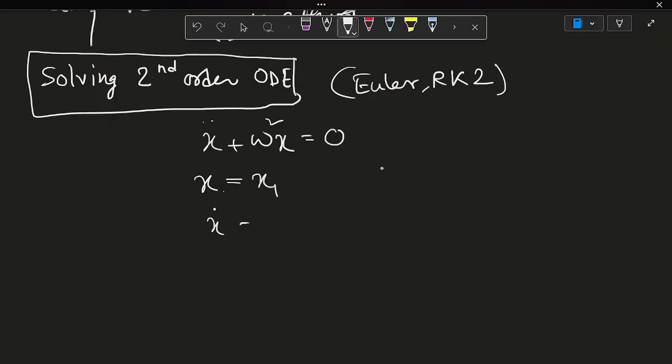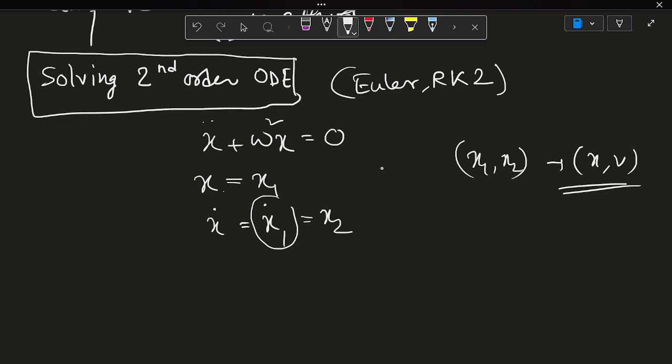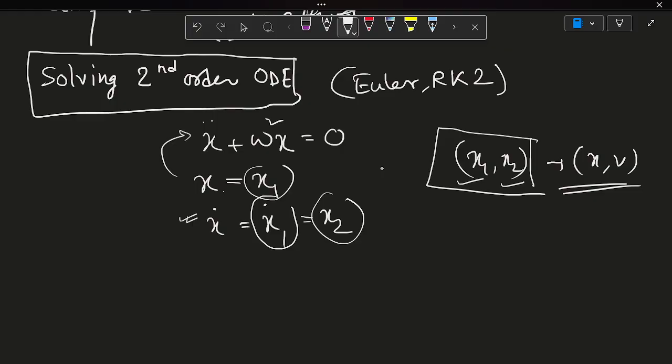So what you can do is define x as x1. The derivative of x, we can call it x1 derivative, and let me rename this as x2. So x1 and x2 are basically the position and velocity if you think of a harmonic oscillator, because the time derivative of position gives you velocity, but for generic use I am just rewriting as x1 and x2. So x1 is the parameter for which the second order differential equation is written, and the first order derivative you are considering as another variable, x2.